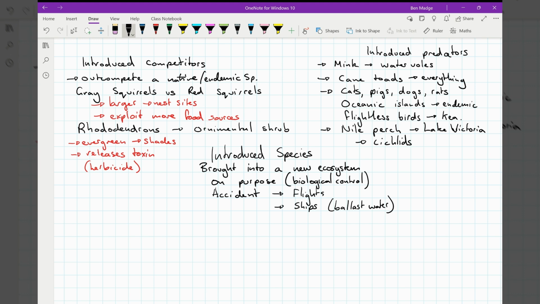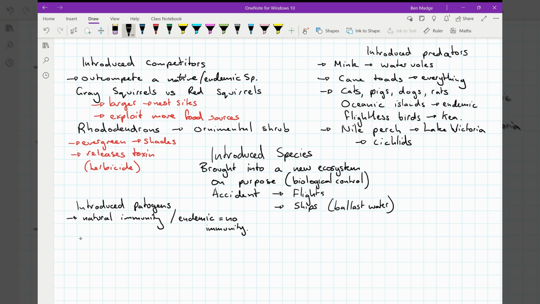Another thing that introduced species can do is introduce pathogens. So with these introduced pathogens, the species that carries it usually has a natural immunity, so it's not really affected by it. But the endemic species has no immunity, and usually has a very high fatality rate as a result of it.